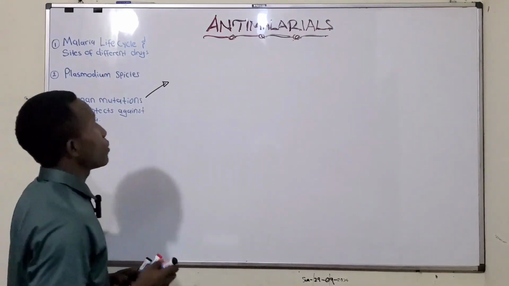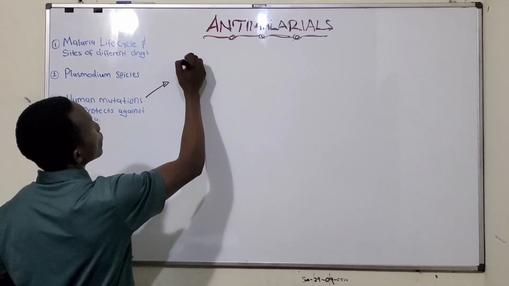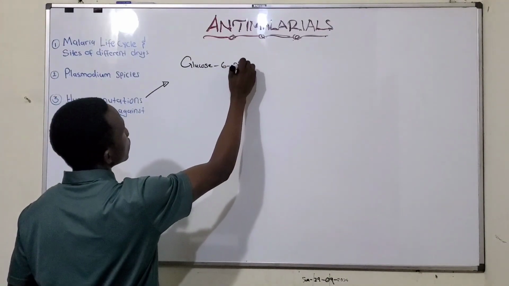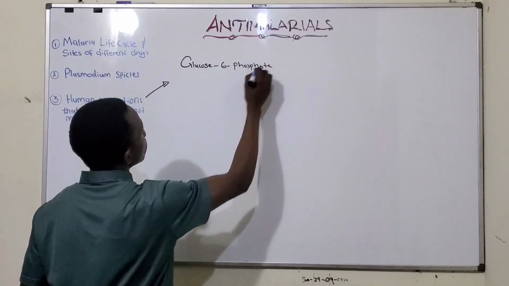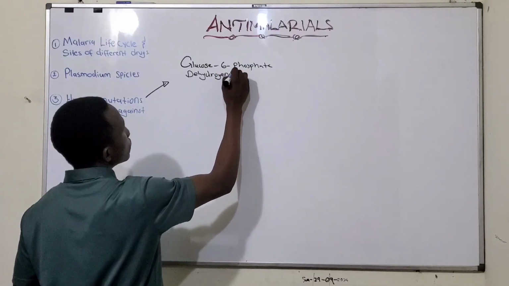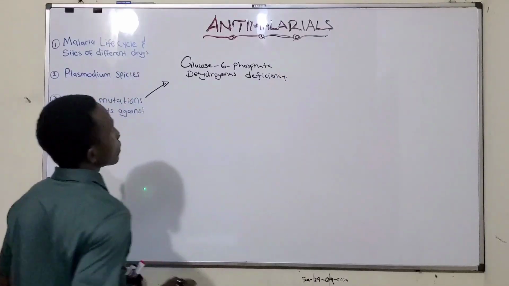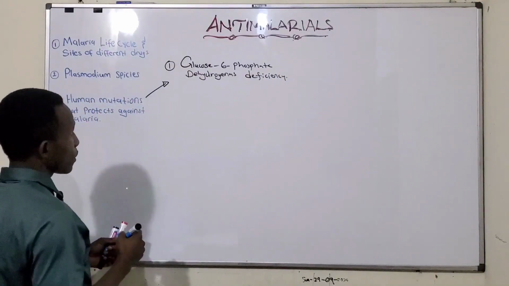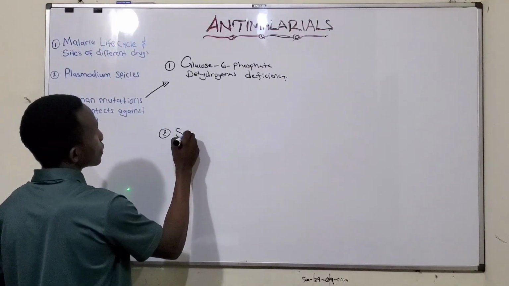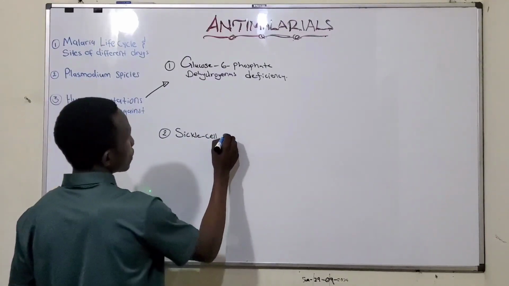We are going to talk about human mutations that protect against malaria. Here, we are going to talk about six. First, we have glucose 6-phosphate dehydrogenase deficiency. Second, we talk about sickle cell anemia.